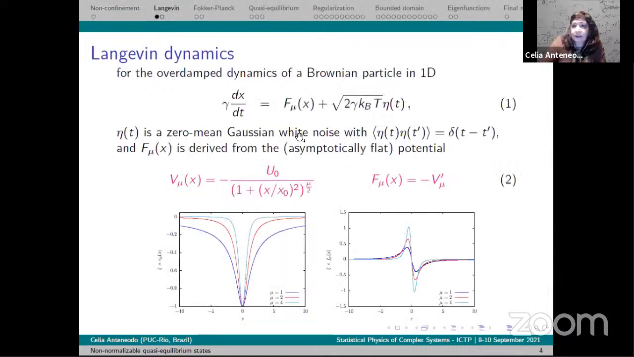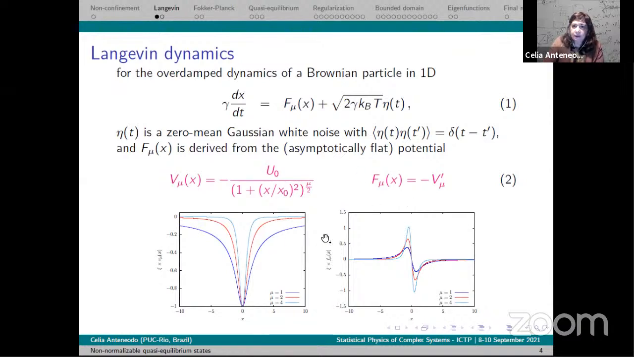And what we consider is Langevin dynamics for the simplest case of overdamped dynamics, but this is not necessary. Also, what I will show is for the one-dimensional case, though this is also valid in more dimensions. And the kind of force we will consider here comes from a potential that has this shape. Also, for simplicity, we are considering a shape that is symmetric, has a certain characteristic length, and there is an exponent here that allows us to control the decay to zero.